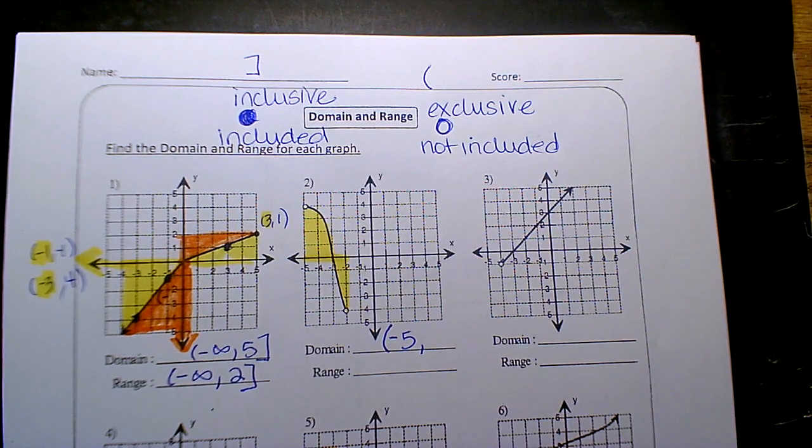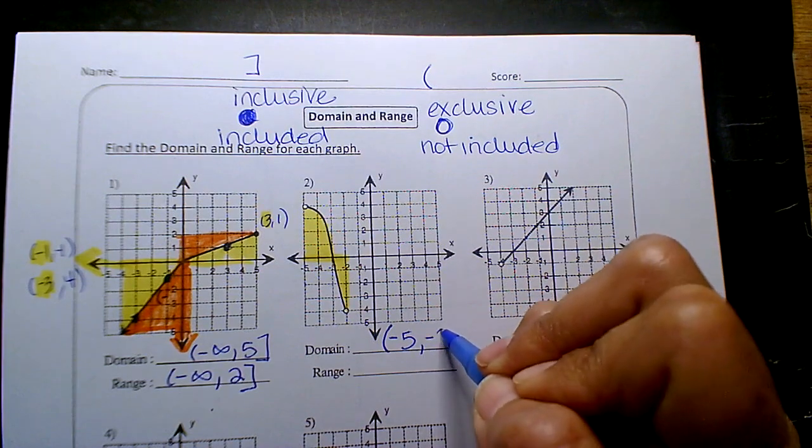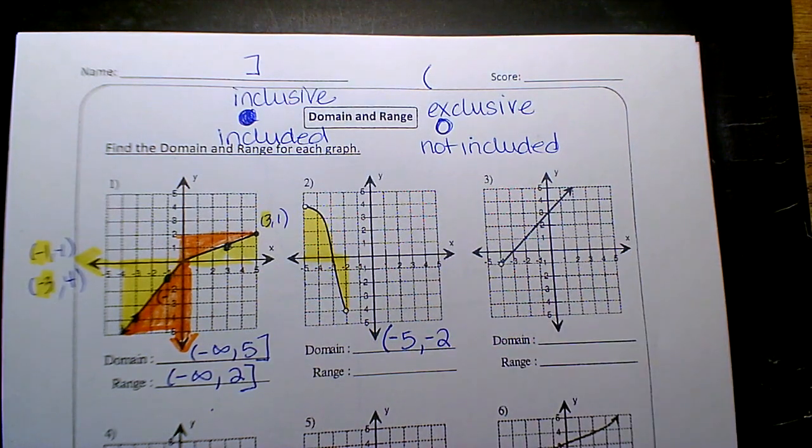And where does it stop? On the x-axis, the furthest right. -2, bracket or parenthesis? Parenthesis. Go to range.